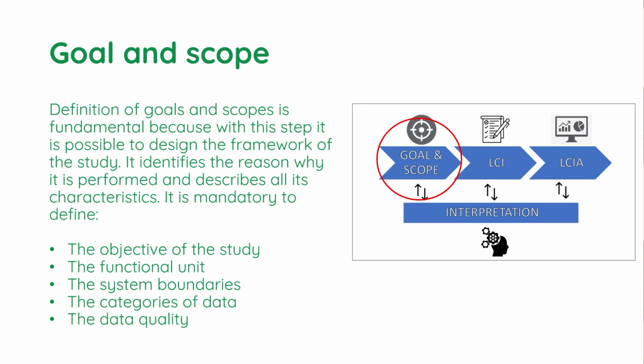So let's start with the first one, which is the goal and scope. Definition of goal and scope is something that is fundamental, because during this phase you can design the framework of the study. The goal and scope identifies the reason why it is performed, and it describes all its characteristics. It is mandatory to define the objective of the study, the functional unit, the system boundaries that we have analyzed before, the categories of data, and the data quality.